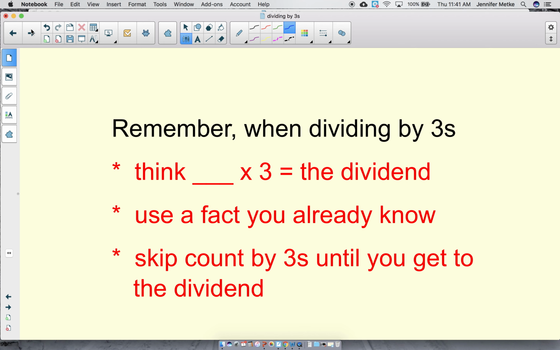So remember, when dividing by 3s, you're going to think how many groups times 3 equals the dividend. You're going to use a fact that you already know, or you're going to skip count by 3s until you get to the dividend, knowing that this first option is the most efficient.